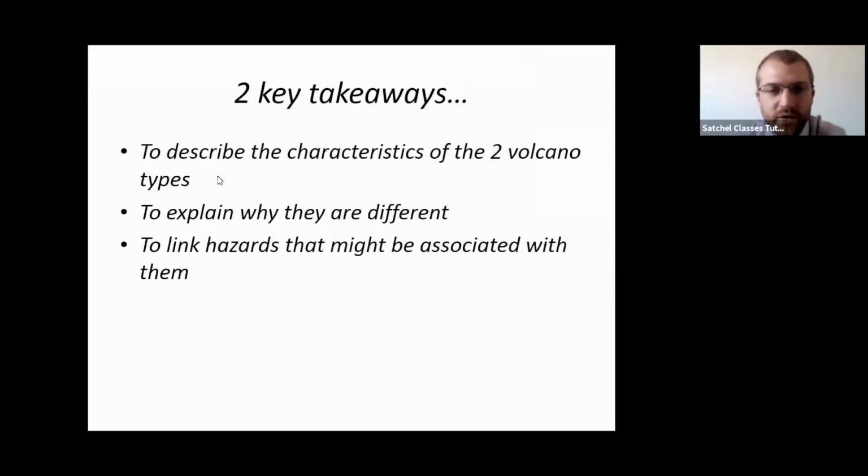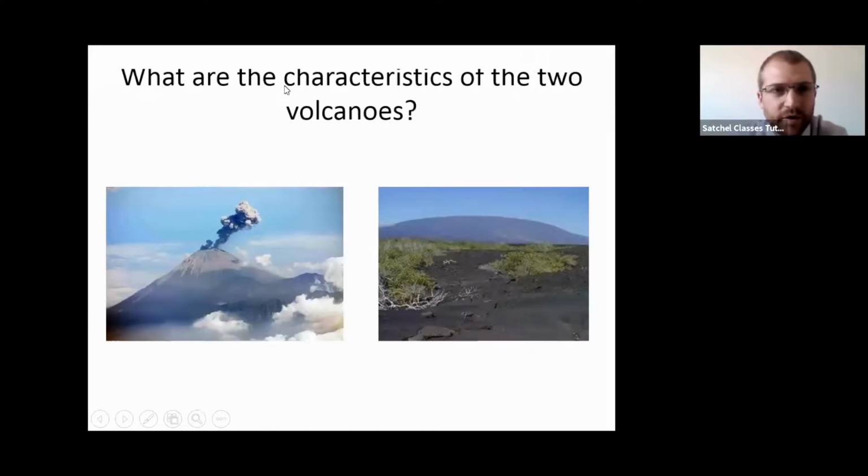So hopefully you have a background of these three things. First of all, spend a little bit of time just looking at these two images. These are our two key volcano types. Now we need to think about how they look and what characteristics you can physically see from them. I'll give you a little bit of time just to look at them both together.